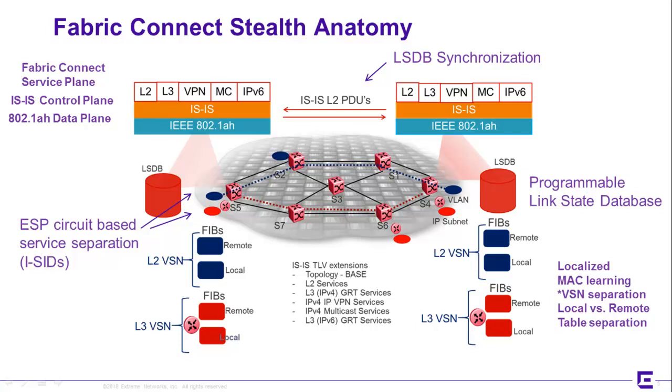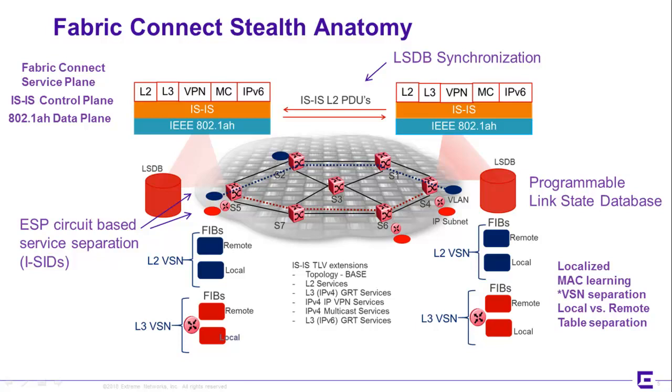And then on top, we have the Fabric Connect service plane, which provides us for the differentiations, i.e. the type-like value extensions shown at the bottom of the cloud, where we have the different service categories: layer 2, layer 3, VPN, multicast, IPv6, so forth, so on.